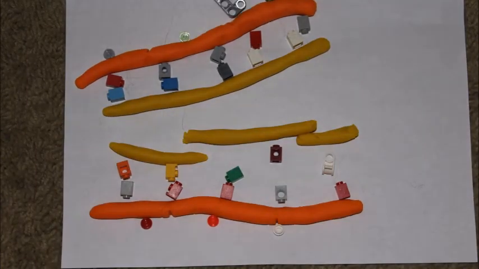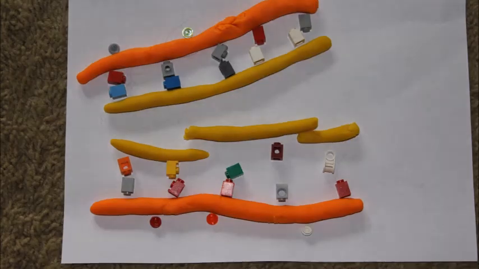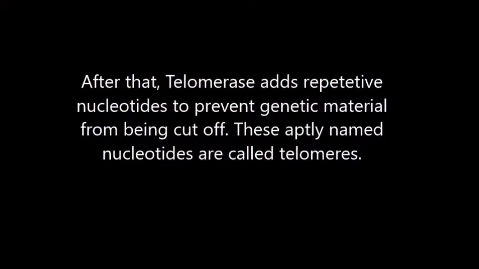The DNA strands are sealed and the nicks are removed by DNA ligase. After that, telomerase adds repetitive nucleotides to prevent genetic material from being cut off. These aptly named nucleotides are called telomeres.